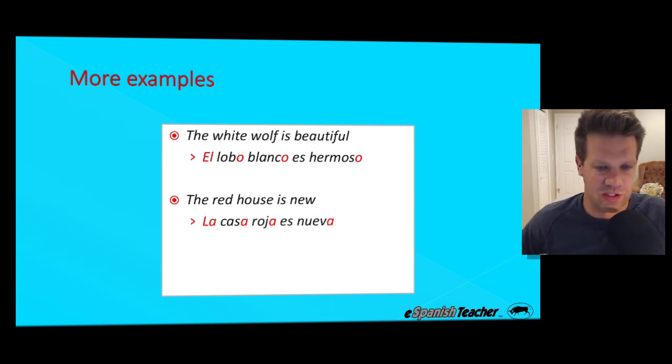So here's the translation. La casa roja es nueva. Okay, so la casa roja es nueva. Casa again is our noun, and the other words have to take their cue from casa. So we have to use la. La has to be singular feminine because casa is singular and feminine. Same for roja and same for nueva.